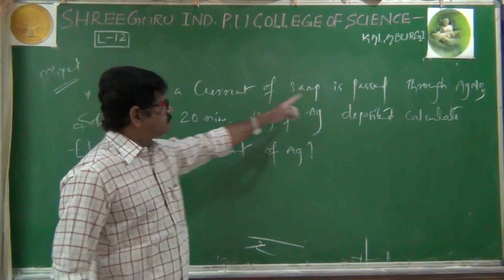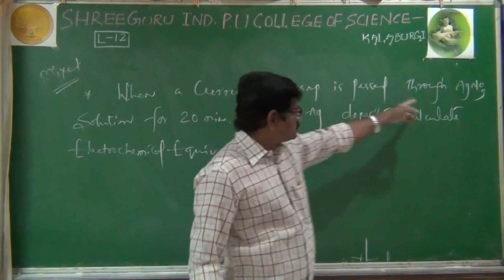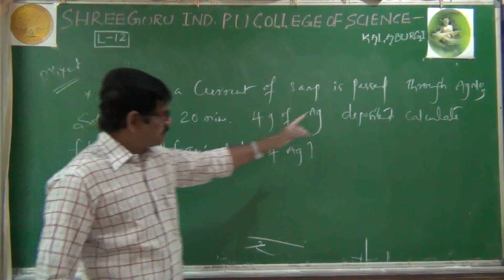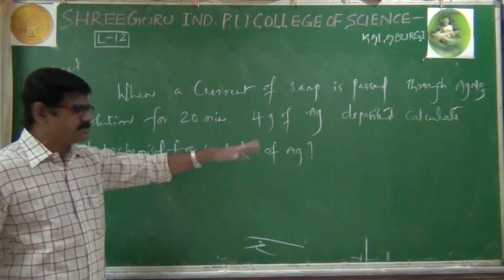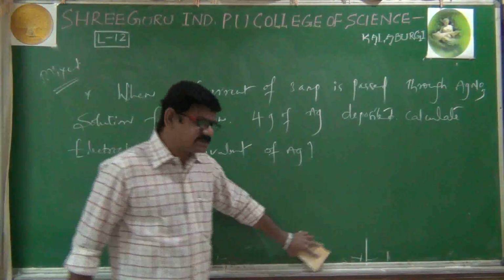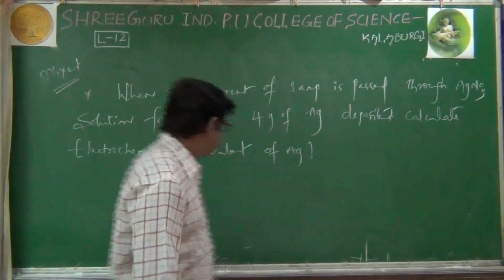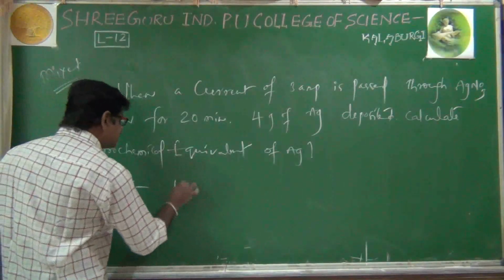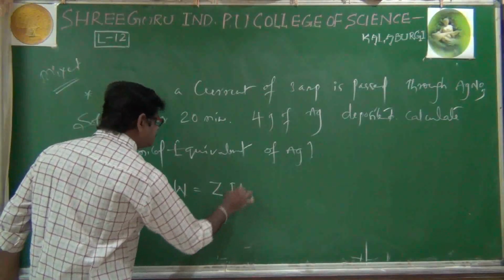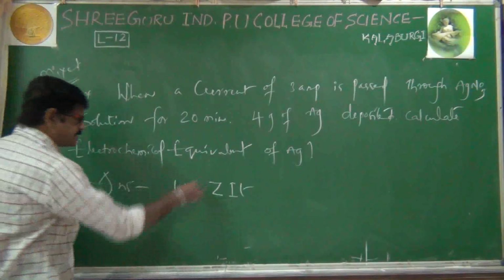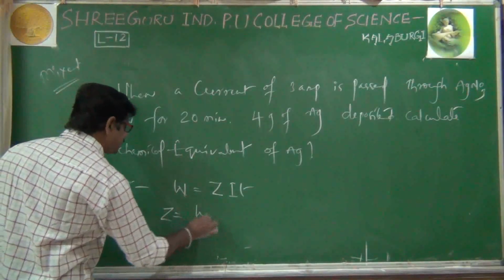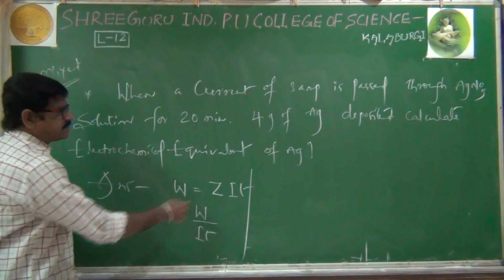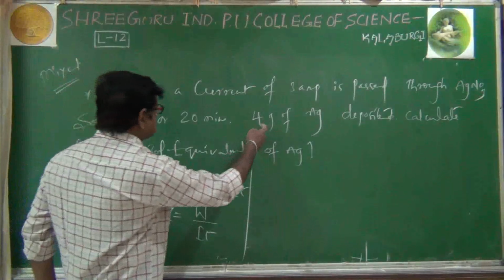See, when a current of 3 amperes is passed through silver nitrate solution for 20 minutes, 4 grams of silver is deposited. Calculate electrochemical equivalent. Electrochemical equivalent symbol is Z. Now we'll recall the formula. W is equal to ZIT is our formula. Now he is asking us Z. Z is equal to W divided by I into T. W is nothing but mass, how much deposited then? 4 grams.